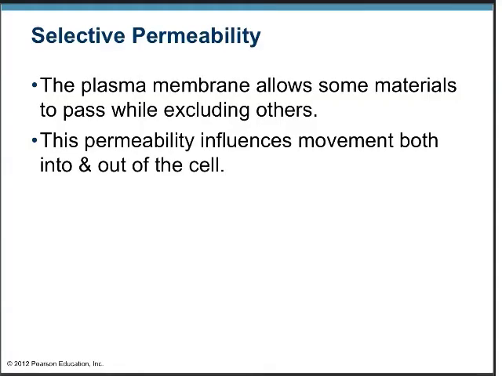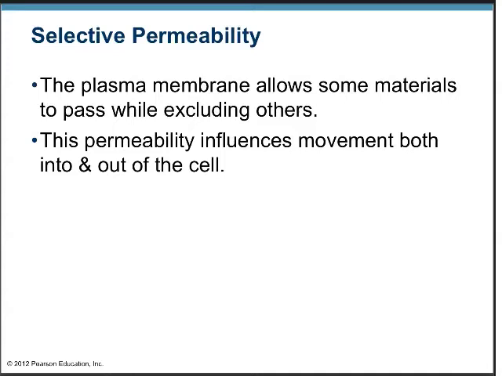Okay, everybody, welcome to the back end of Chapter 3, and we're going to talk a little bit more about membrane transport, and here we're looking at selective permeability, and this is the ability of the plasma membrane to allow certain materials to pass in and out of the cell membrane while excluding others, and this influences movement both into and out of the cell.